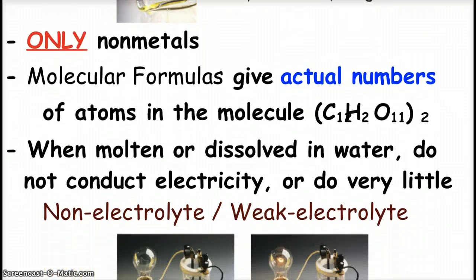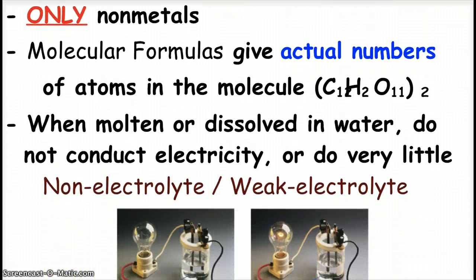Molecular compounds are also pretty much predominantly only nonmetals. The molecular formulas of them give us the actual numbers of atoms that are in the molecule. And to clean up that formula, so yes, the actual number of atoms in the molecule, like sucrose here, there's 12 carbons, 22 hydrogens, and 11 oxygens put together in a molecule.